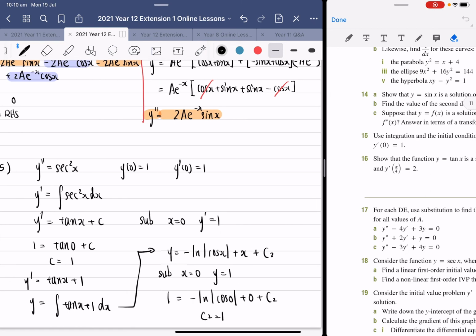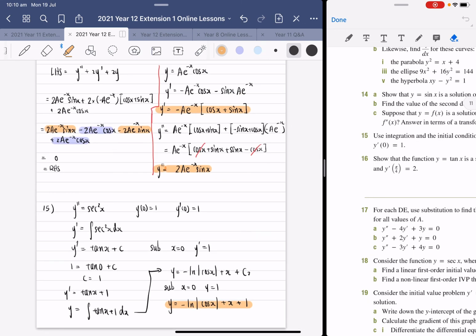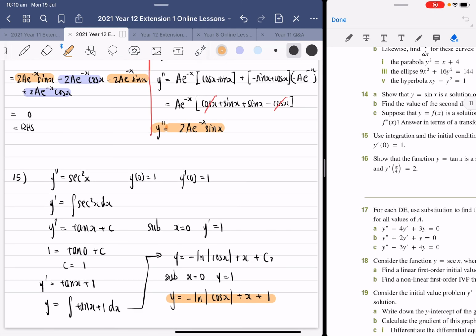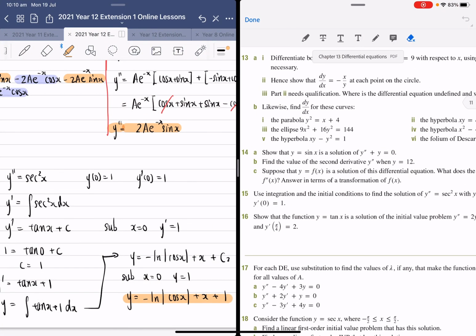All right, so the final answer: if we know c2 is equal to 1, then y is equal to minus ln absolute value cos x plus x plus 1, and that becomes the final answer to that differential equation. As you can see, this is a particular solution. It's not a general solution anymore, because we have a condition that tells us, when x equals a certain value, what y and y dash are. Okay, so that's about it.